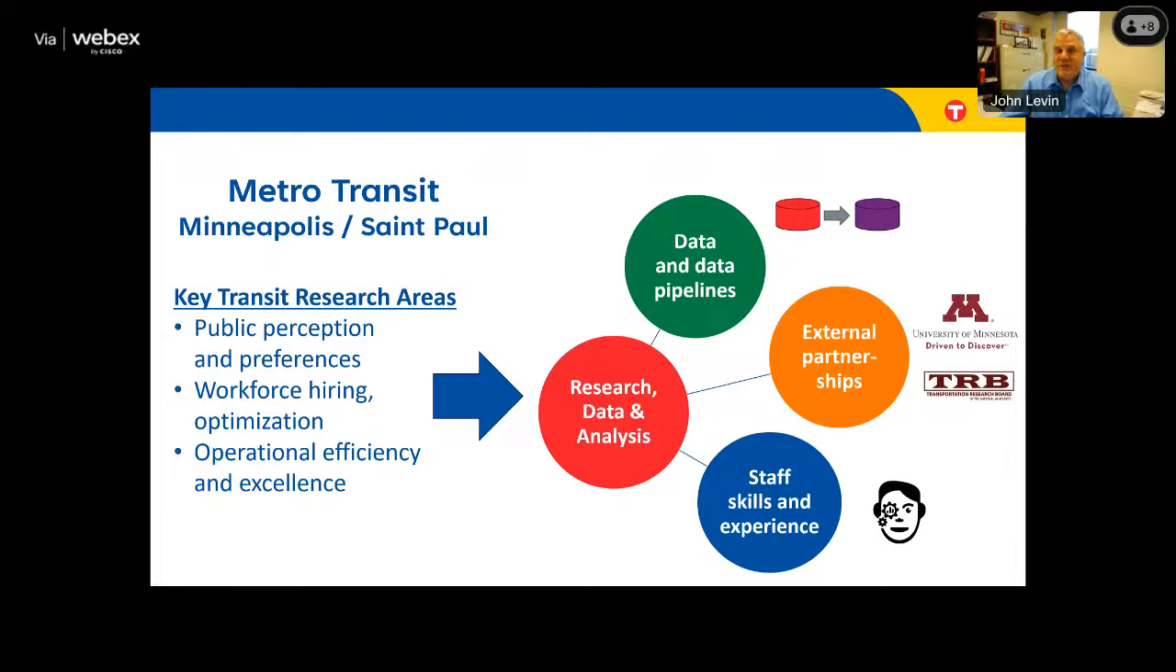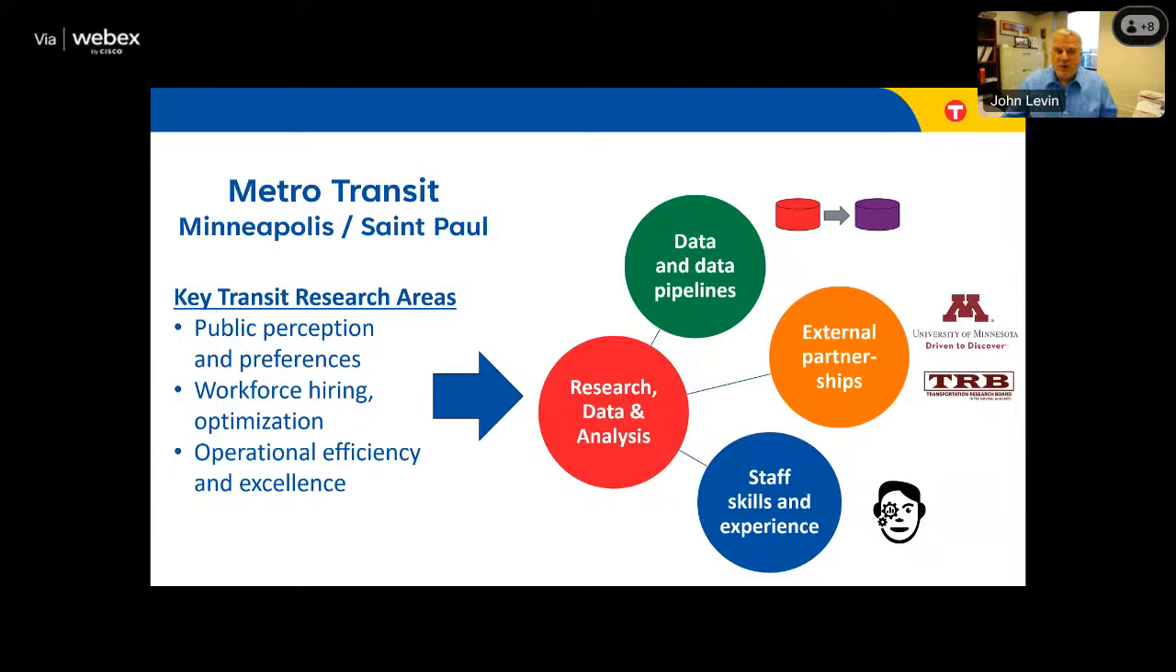Hello, my name is John Levin. I'm the Director of Strategic Initiatives at Metro Transit, Minneapolis, St. Paul. Been in this department about 9 years and with Metro Transit about 26 years. When I think of what transit research means in our organization, much of our work is actually centered around the very practical question of what information does staff need to do their work.